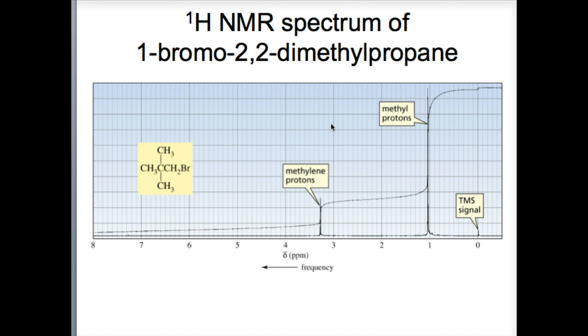The proton NMR spectra for 1-bromo-2,2-dimethylpropane shows the chemical shift of the methyl protons is at 1.05 parts per million, and the chemical shift of the methylene protons is at 3.28. Notice that low-frequency upfield shielded signals have small chemical shift values, or delta values, whereas high-frequency downfield deshielded signals have large chemical shift values.